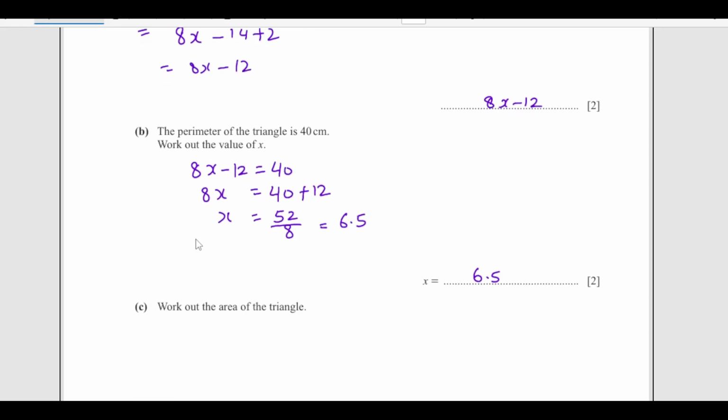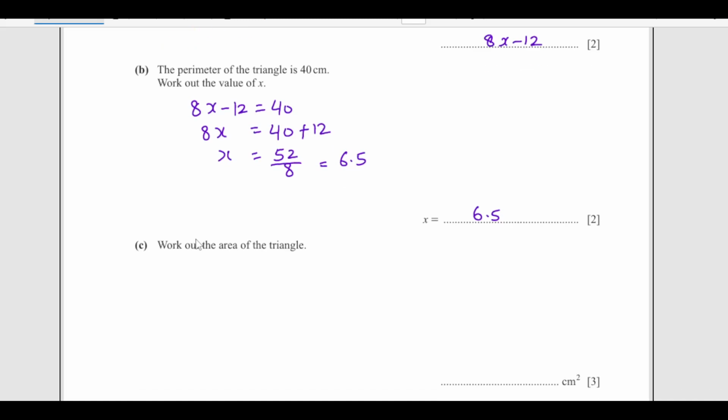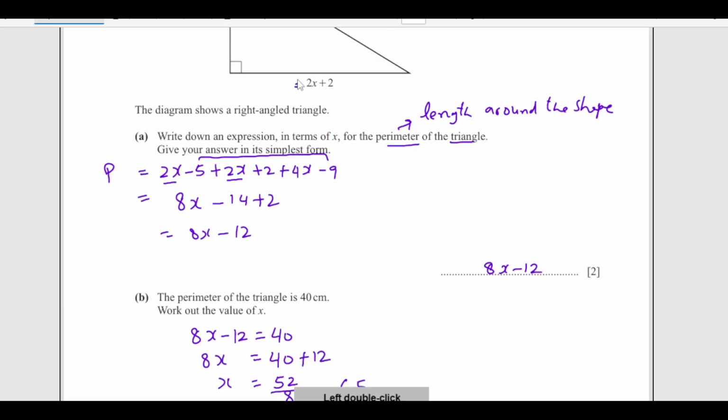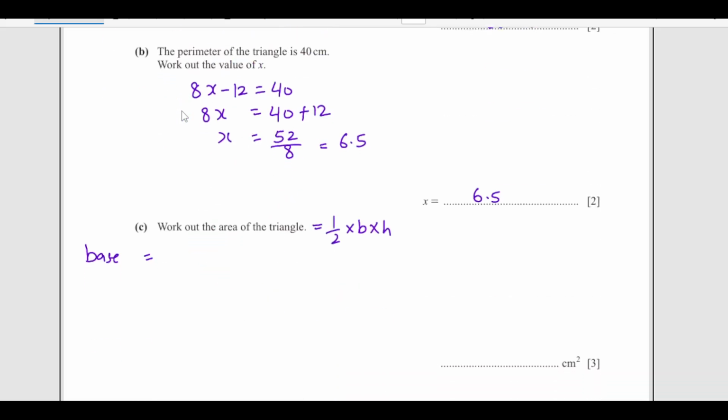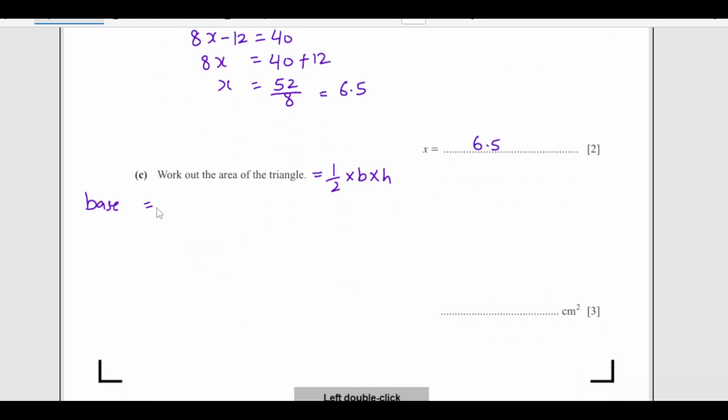Now, work out the area of the triangle. So, area of the triangle is having the formula 1 over 2 into base times height, right. So, now we will see base. What is base? Our base here is, from the question, this is the base, right, and height is this one. So, we are going to substitute the value of x to get the base and height. So, base is 2x plus 2 and our x is 6.5, 2 times 6.5 plus 2. So, this is 15 centimeters.